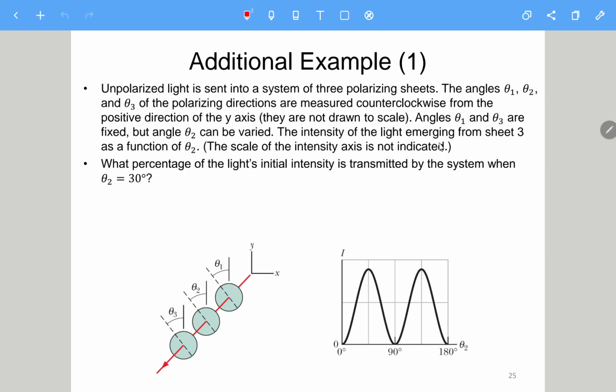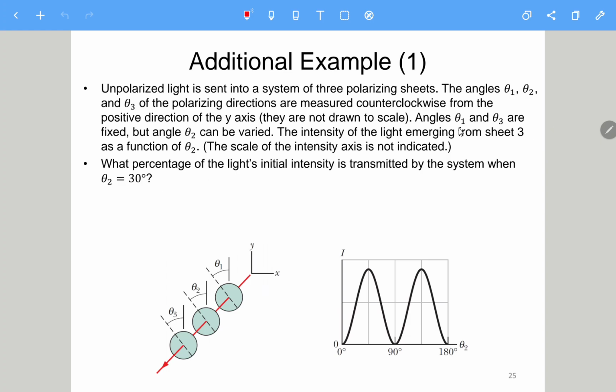The intensity of the light that emerges from sheet 3 is shown as a function of theta 2. The scale of the intensity axis is not indicated. What percentage of the light's initial intensity is transmitted by the system when theta 2 is 30 degrees? It asks what percentage of the light can go through this 3-filter system if theta 2 is 30 degrees.